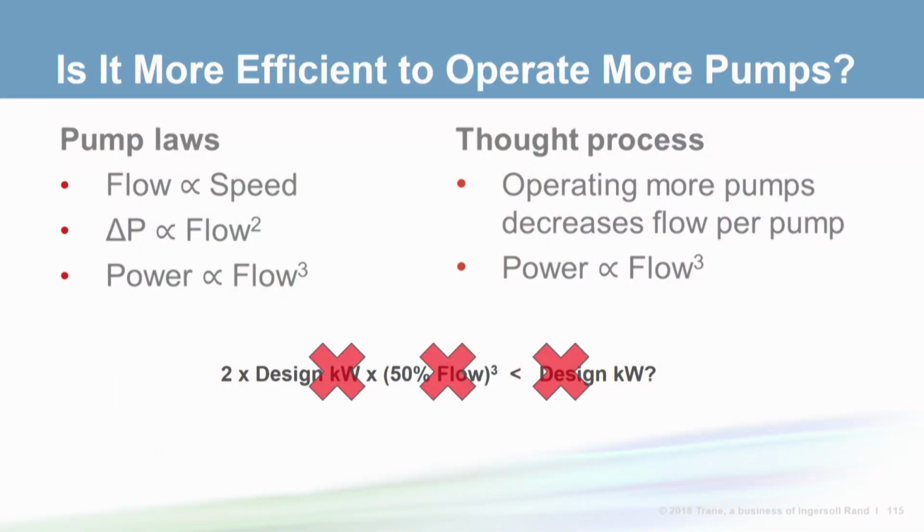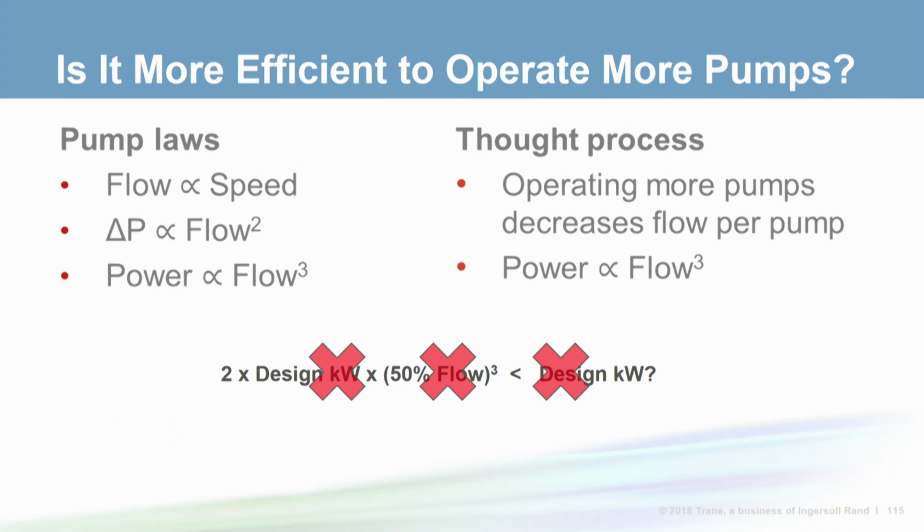The pump laws describe the relationship between flow rate and power. And in a straight pipe, that relationship is cubic. So the thought process is, if an additional pump is enabled, the flow rate per pump will go down, and the kW per pump will go down with the cube of that flow rate. But this just isn't true, and is an improper understanding of the pump laws for this situation.